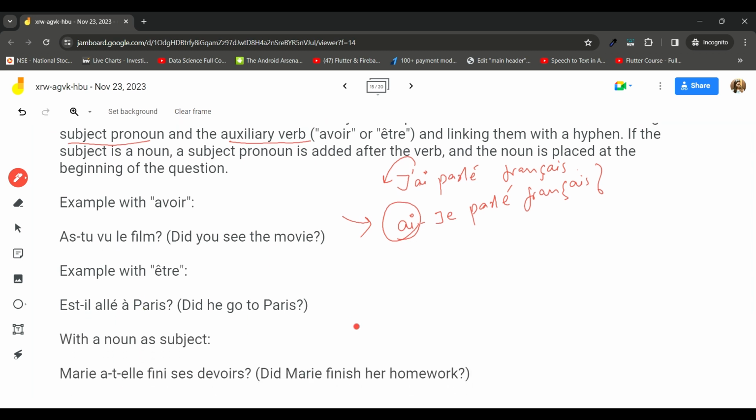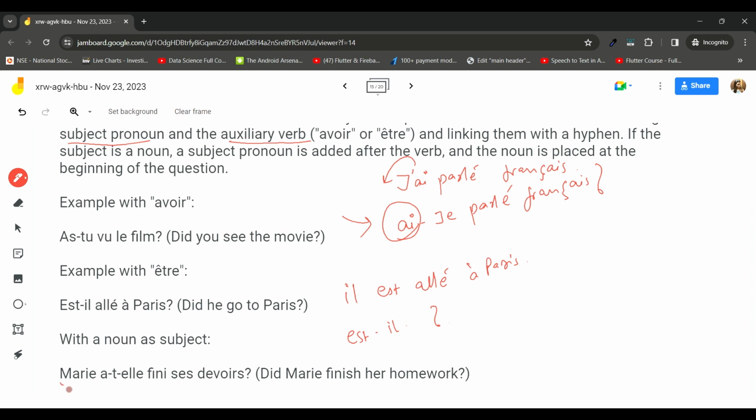Example with être. Est-il allé à Paris? So my normal sentence would have been il est allé à Paris. Affirmative. Once I take this est-il, it becomes a question.